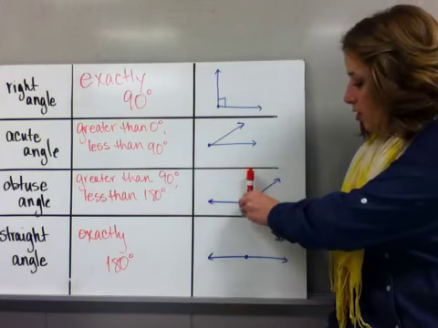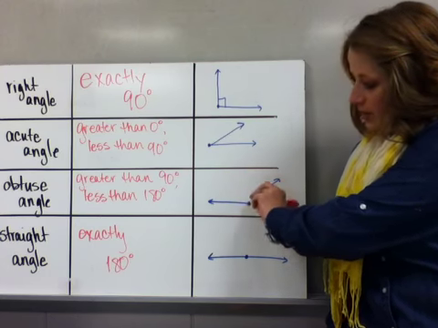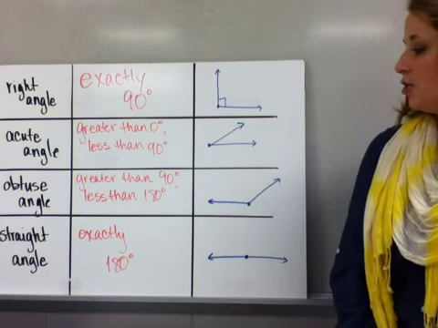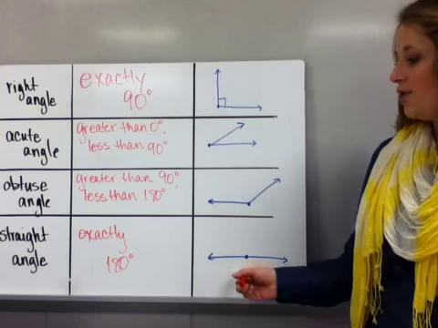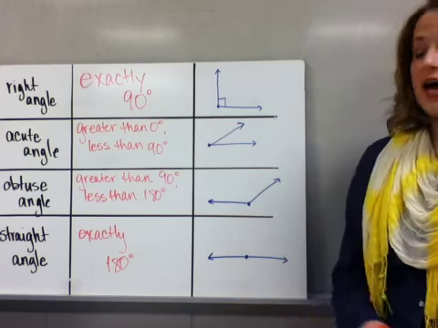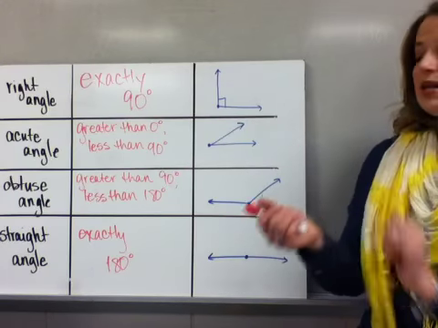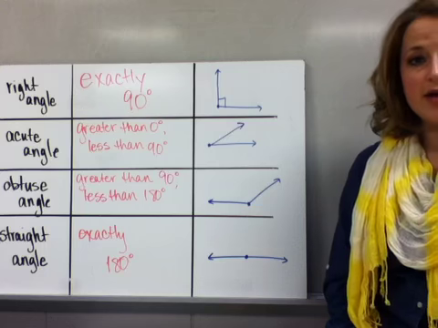90 degrees would fall right there, and so anything over in this portion is going to be greater than 90 but less than 180 degrees. And then a straight angle is exactly 180 degrees. It looks like a straight line. You're taking two rays, putting them together so that they make a line, and we call that a straight angle.